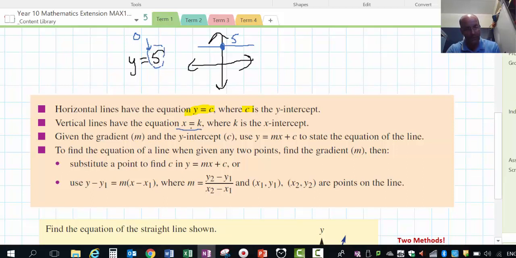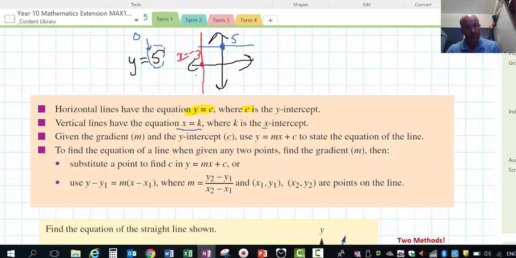Vertical lines are x equals k, where k is the x-intercept. So for a vertical line, let's say we've got the line x equals -3, it'll be a vertical line that always has the x value of -3. That should be something you know already.